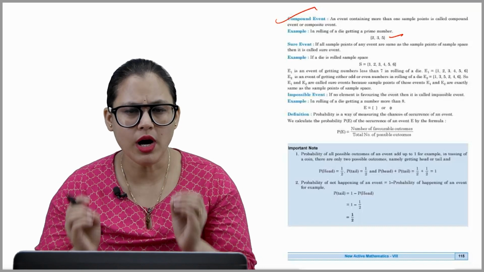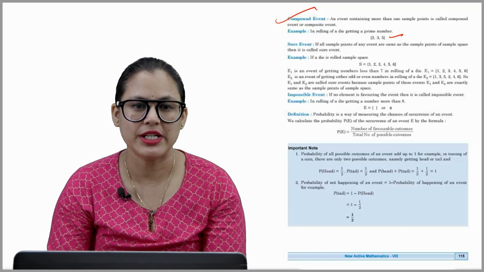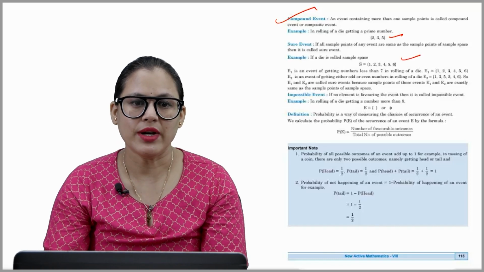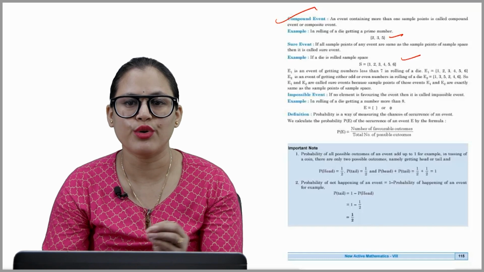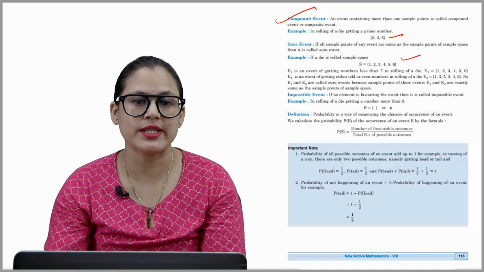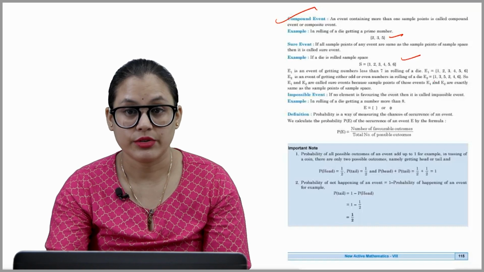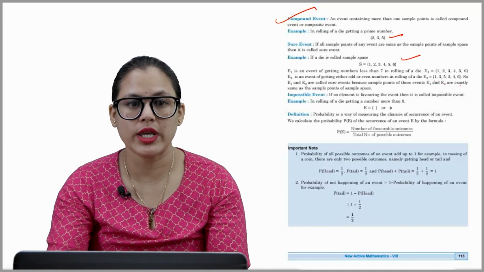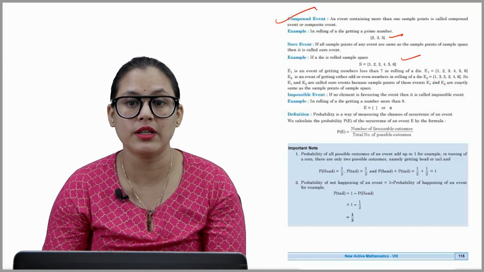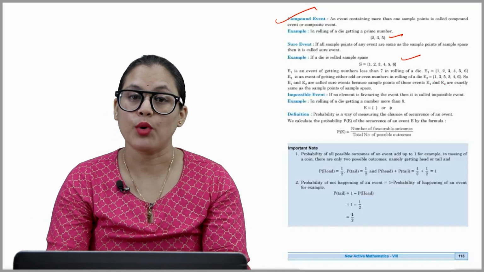Sure event. If all sample points of any event are the same as the sample points of the sample space, then it is called a sure event. Example, if a die is rolled, the sample space is this. Okay. E1 is an event of getting numbers less than 7 in rolling of a die. So, E1, that is event 1, is 1, 2, 3, 4, 5, 6. E2 is an event of getting either odd or even numbers in rolling of a die. Then 1, 3, 5, 2, 4, 6. So, E1 and E2 are called sure events because the sample points of these events, event 1 and event 2, are exactly the same as the sample points of the sample space. Okay. Impossible event.